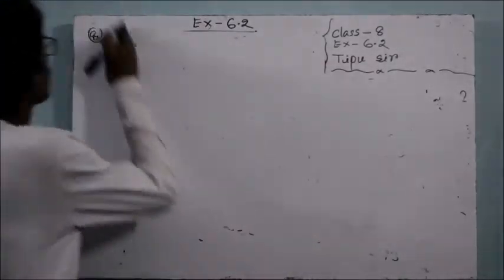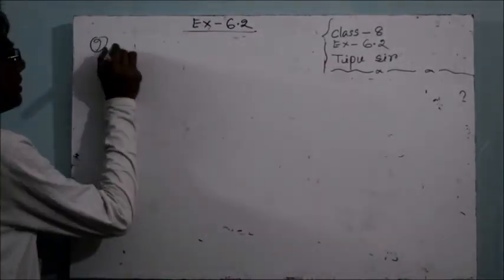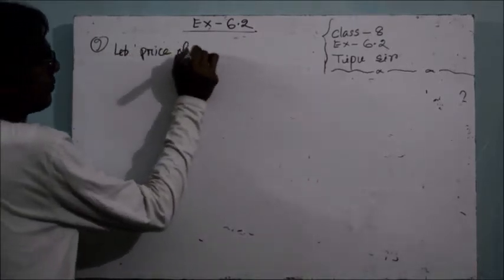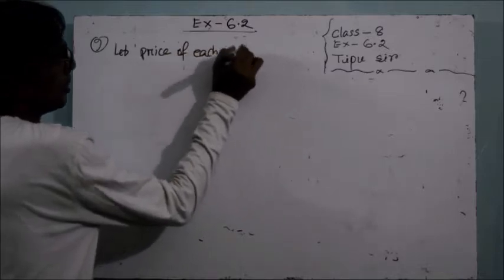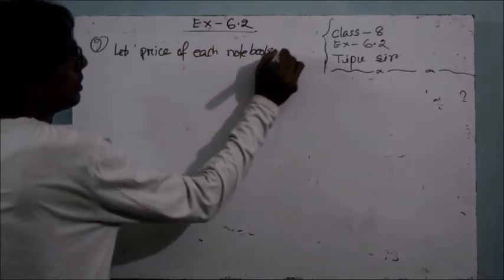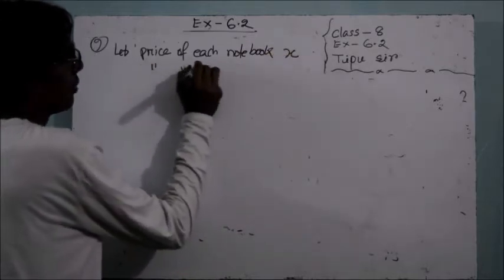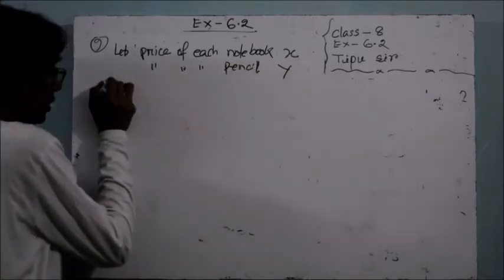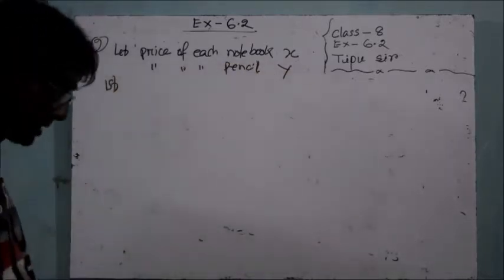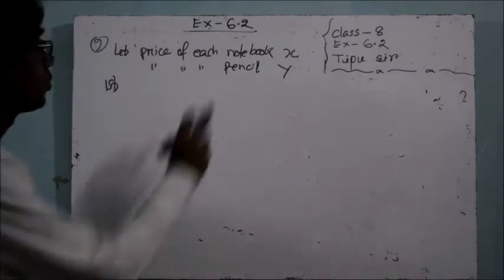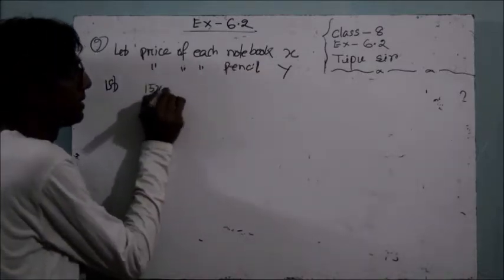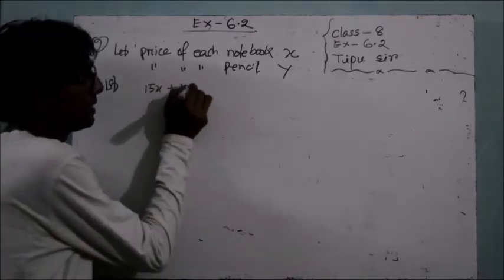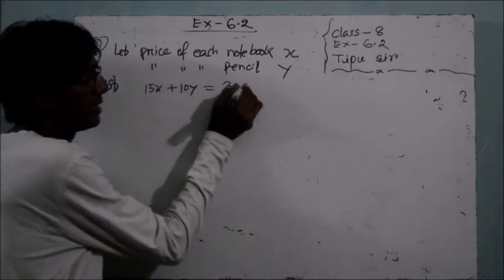Okay. So let the price of each notebook be x and price of each pencil be y. Okay, apply here first condition. He purchased 15 notebooks, that's 15x, and 10 pencils, 10y, together taka 300.